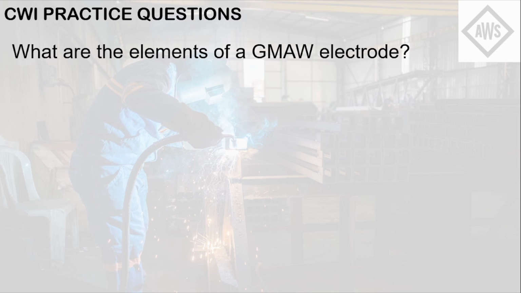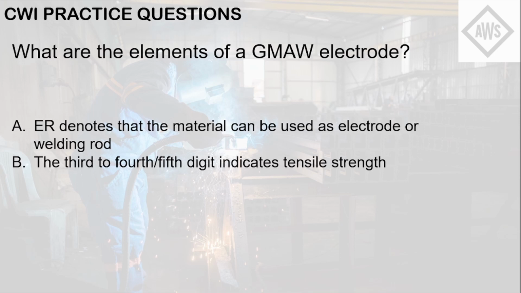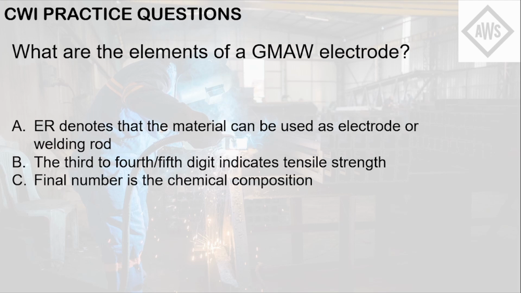Last question. What are the elements of a GMAW electrode? Letter A. ER denotes that the material can be used as electrode or welding rod. Letter B. The third to fourth or fifth digit indicates tensile strength. Letter C. Final number is the chemical composition. Letter D. All of the above.